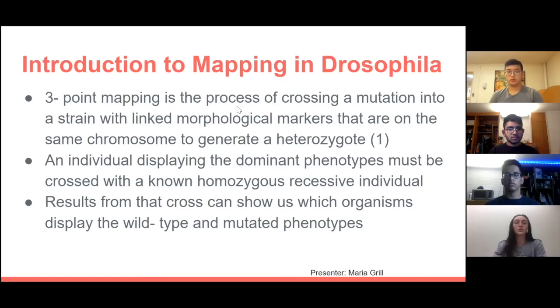So in order to successfully carry out a 3-point mapping experiment, at first we have to cross an individual that displays the dominant phenotypes out of the phenotypes that we are studying with a known homozygous recessive individual. And for that dominant individual, we don't know if it's heterozygous dominant or homozygous dominant just by looking at it, because that's impossible. The results from that cross can show us which organisms display the wild type and the mutated phenotypes after further examination.